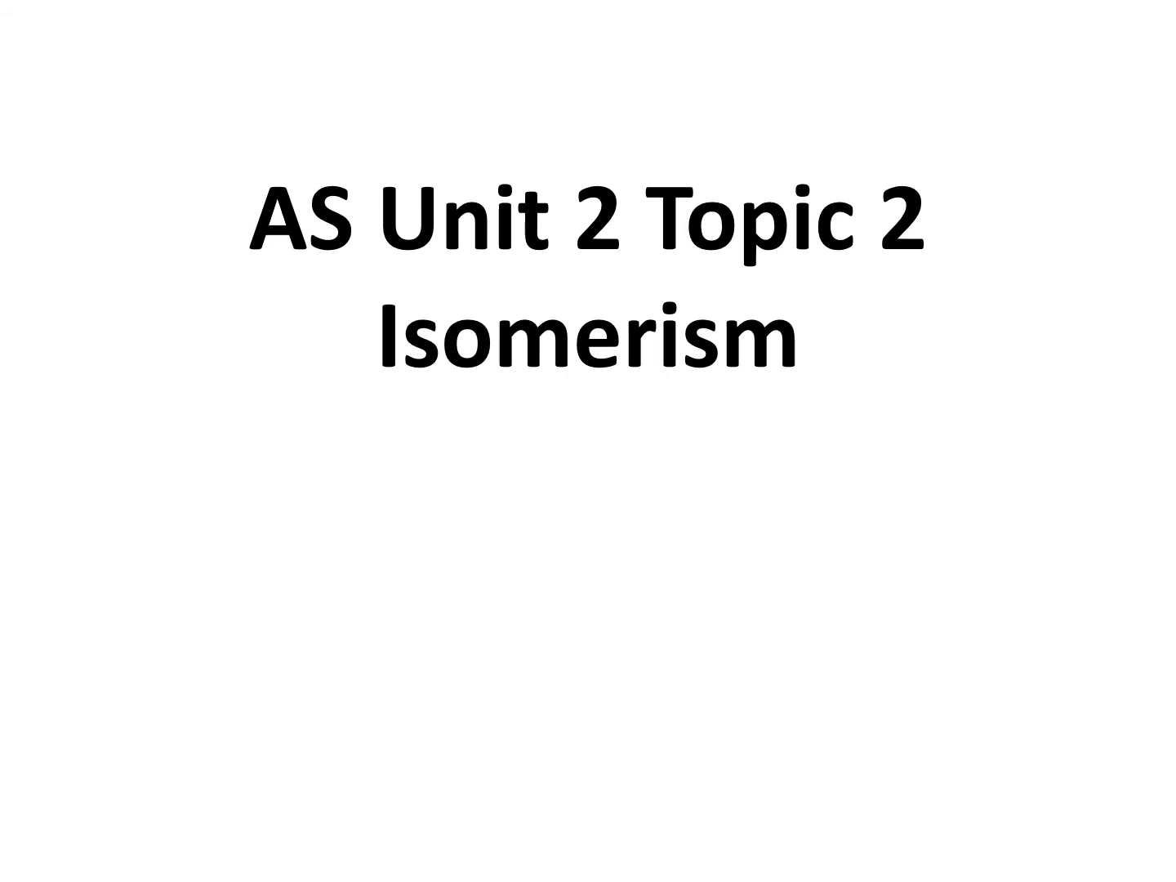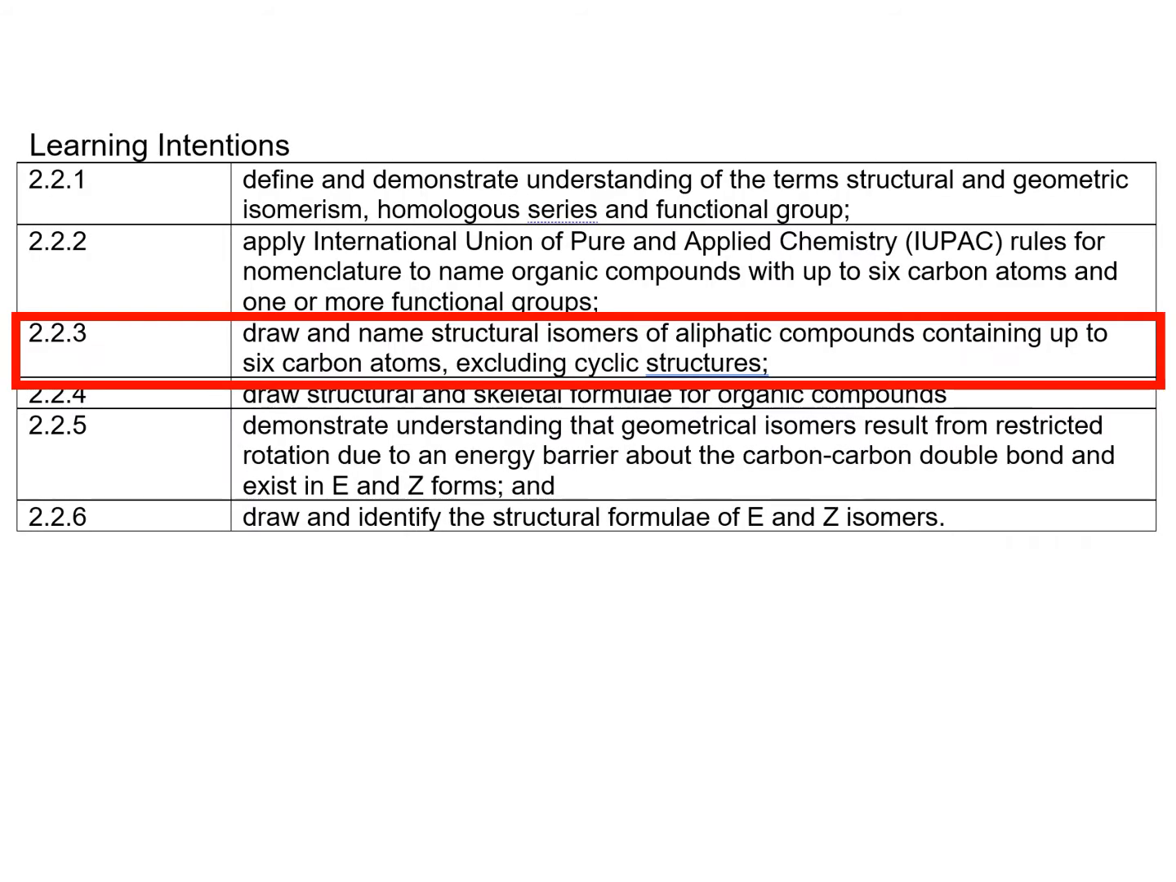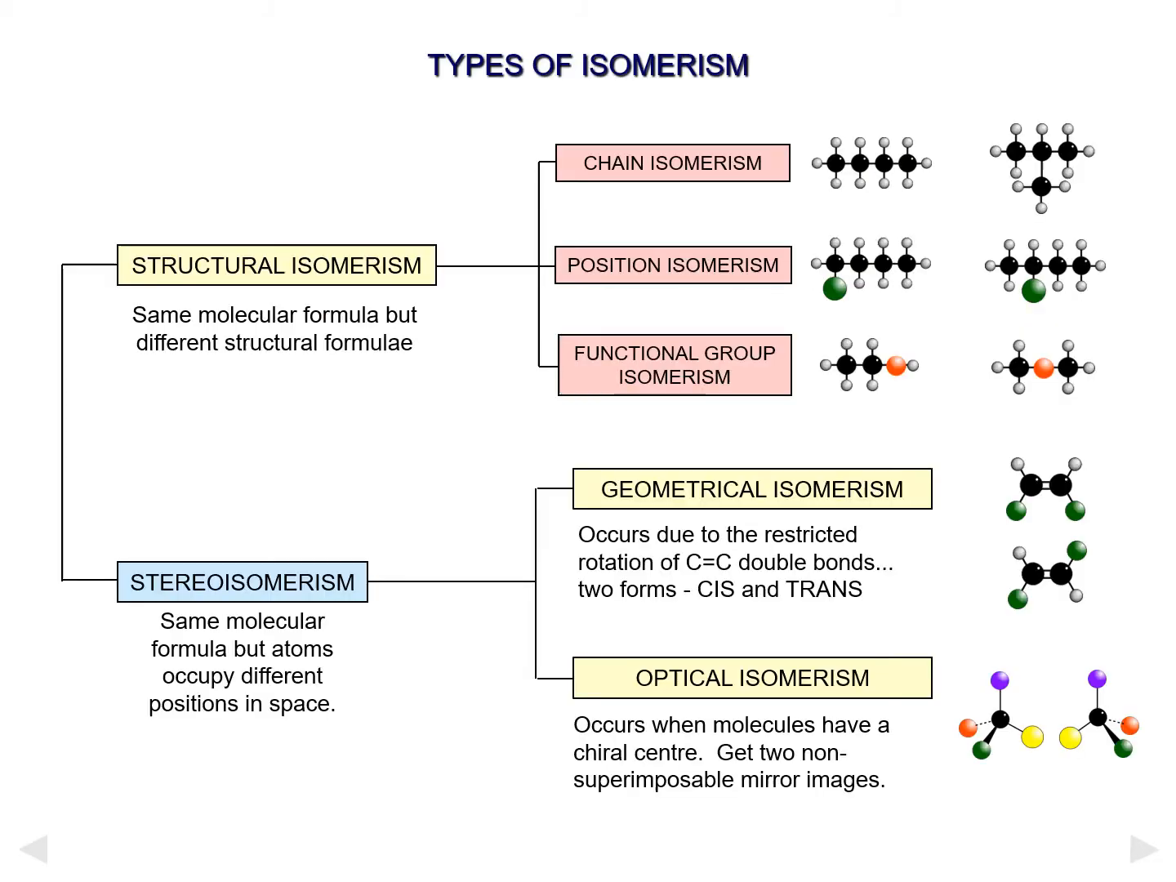AS Unit 2, Topic 2, the second part of the topic is on isomers. First of all, we're going to look at some structural isomers and then we're going to look at some geometric isomers. There are three types of structural isomers associated with organic compounds. Compounds that have structural isomers have the same molecular formula but a different structural formula.